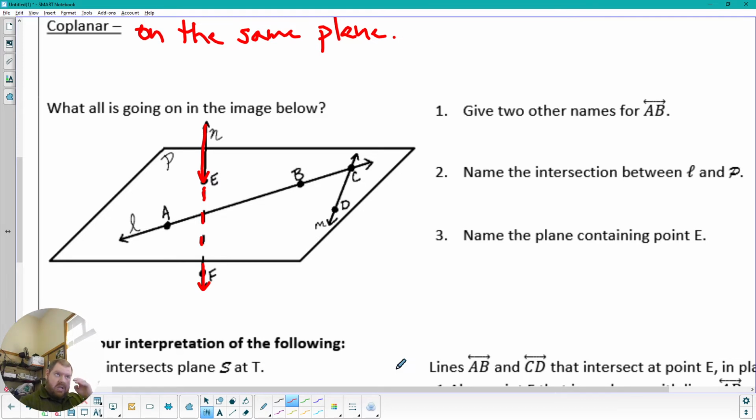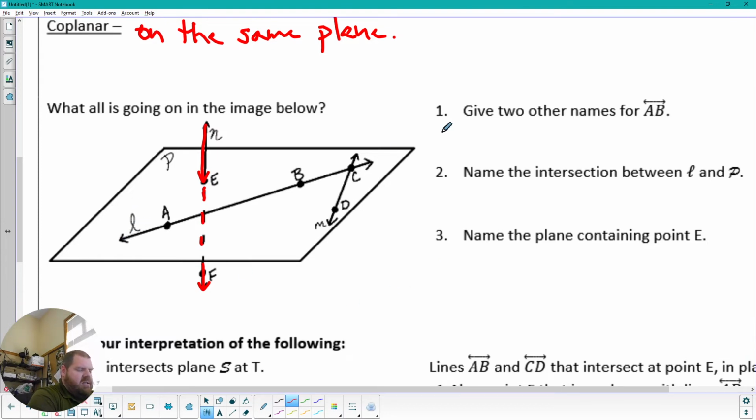All right, so using some of the things that we've talked about, let's get to some of these questions. The first one says, give 2 other names for line AB. Okay, line AB is right here, and we want some other way to say, hey, this one right here, this is the line you want. That doesn't work all the time, so we want to find other ways to say it.